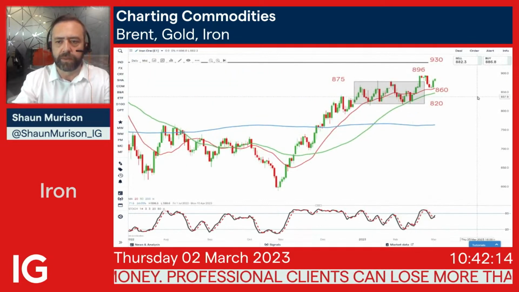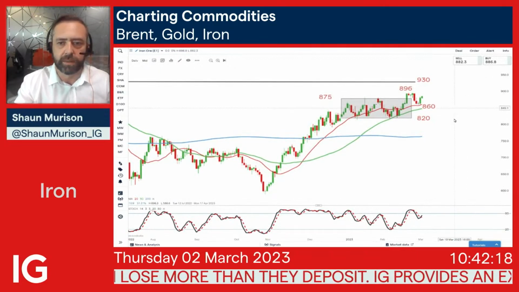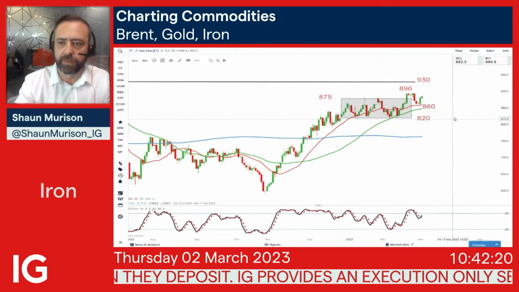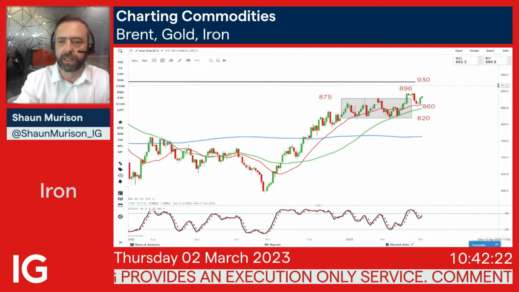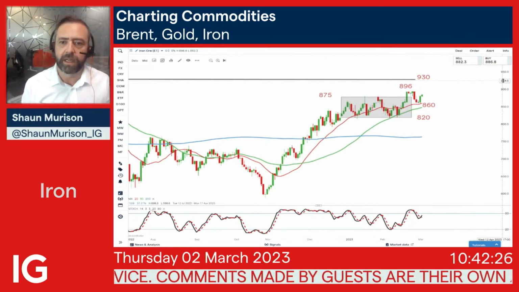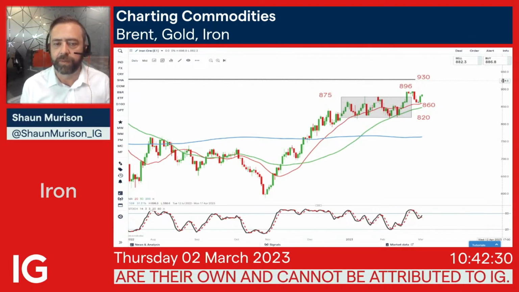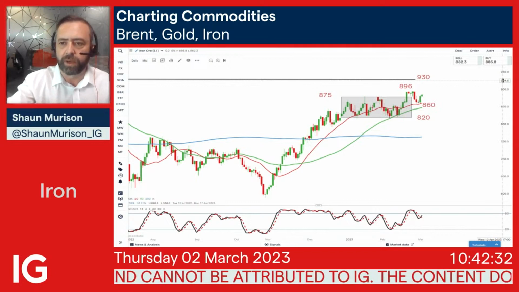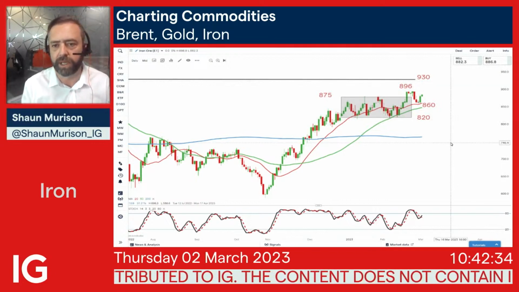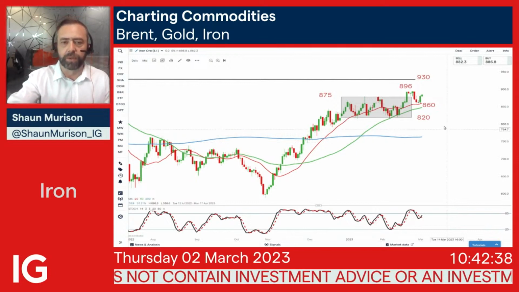Iron ore, interesting one. Obviously benefiting from renewed demand from China, key ingredient used in making steel, and certainly a key commodity when we look at miners, a lot of the diversified miners. It is quite a profitable metal for a lot of the diversified miners, such as BHP Billiton, Anglo American, Rio Tinto, to name but a few.